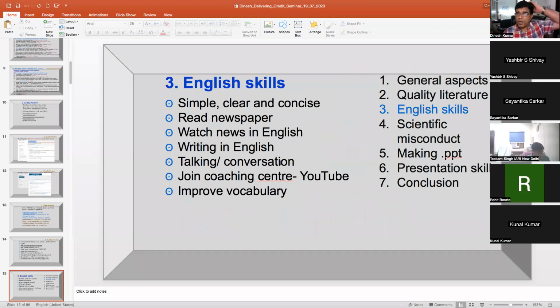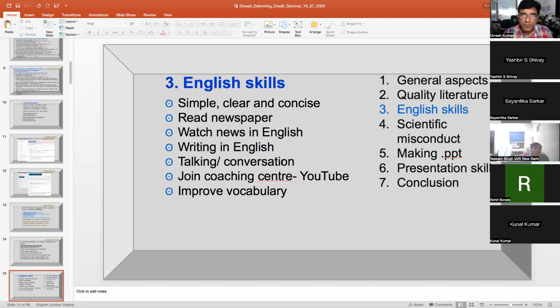Up to now, you have seen on the right side that certain general aspects have been covered, the quality literature collection, and the third step is English skills. English cannot be learned in a day. It takes many years, many decades to learn English. So what can be done?